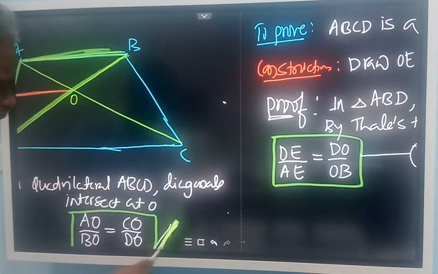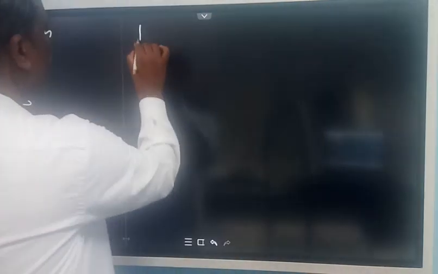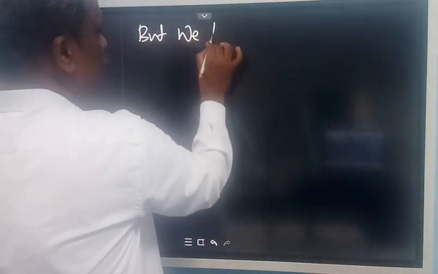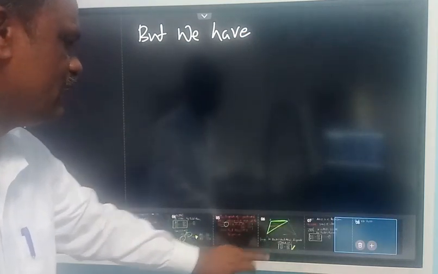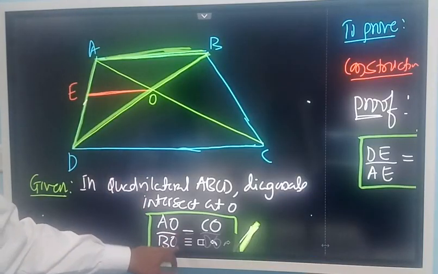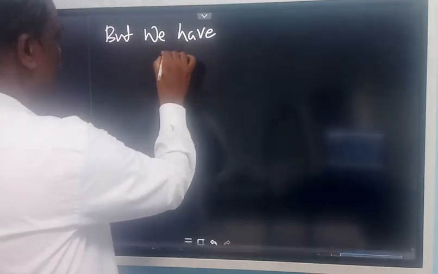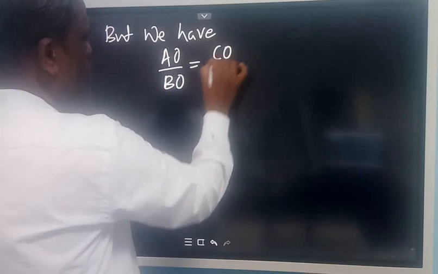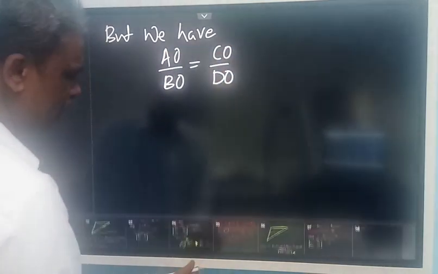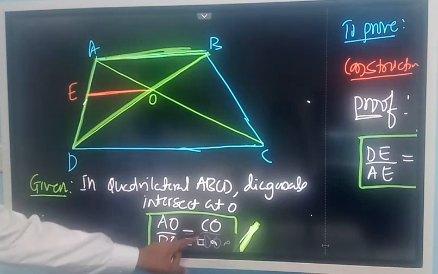Now we make use of this one. Let us write on the next page. What do we have? AO by BO is equal to CO by DO. So this is given. All of you look at this carefully and observe here: AO by BO, CO by DO. This we used here.